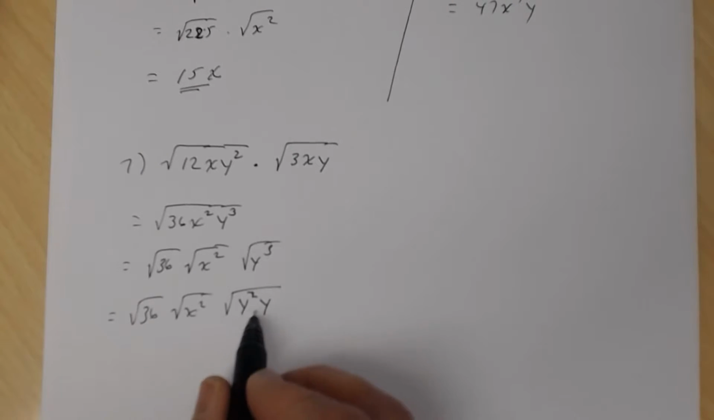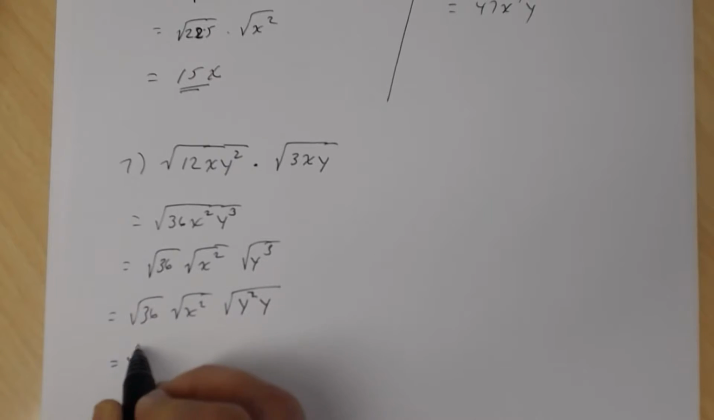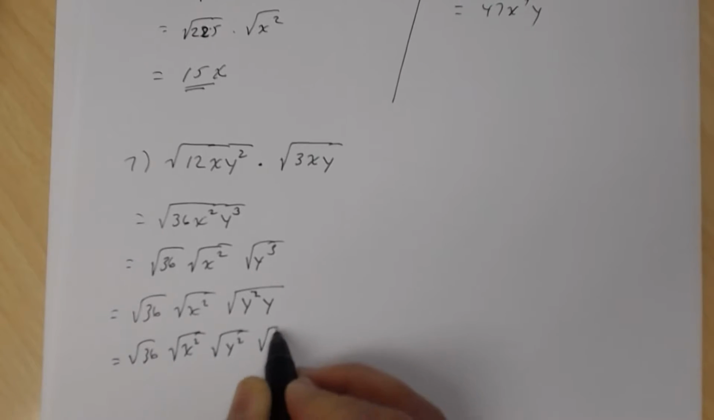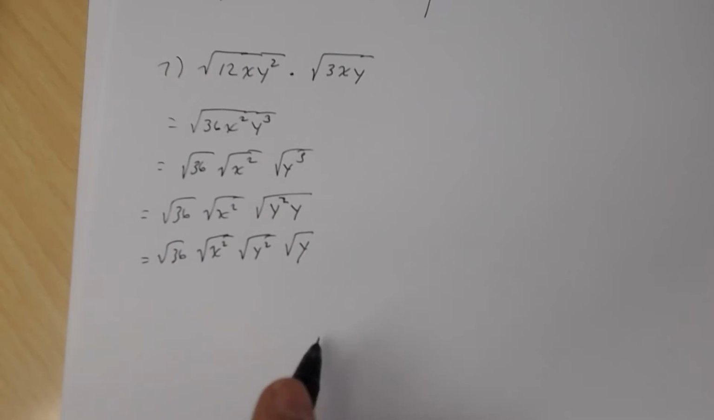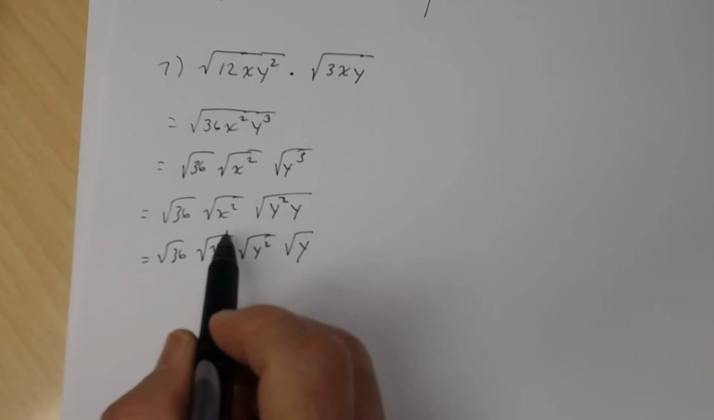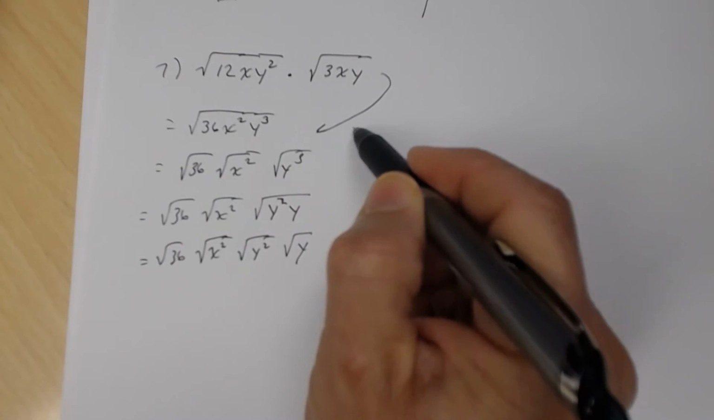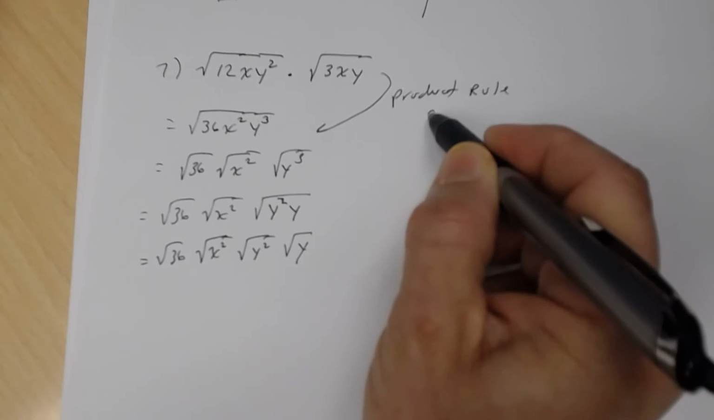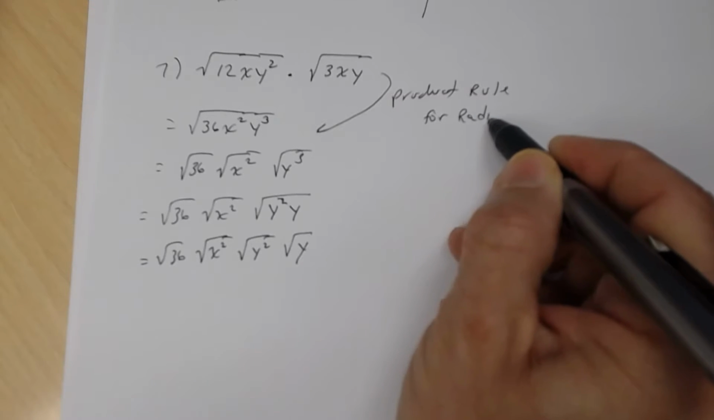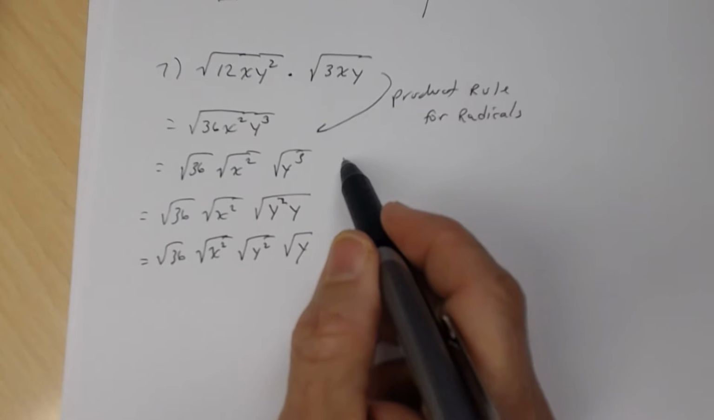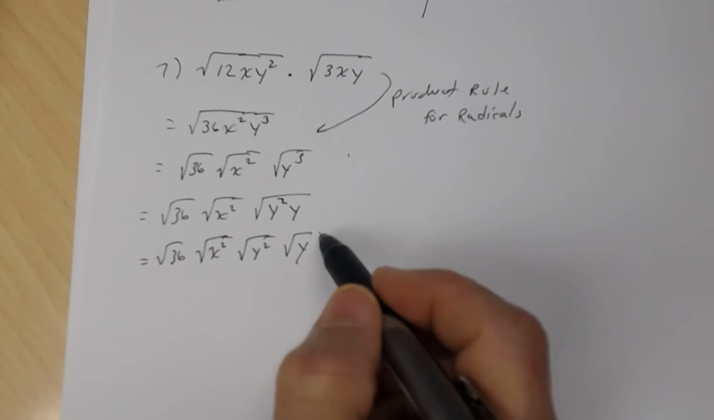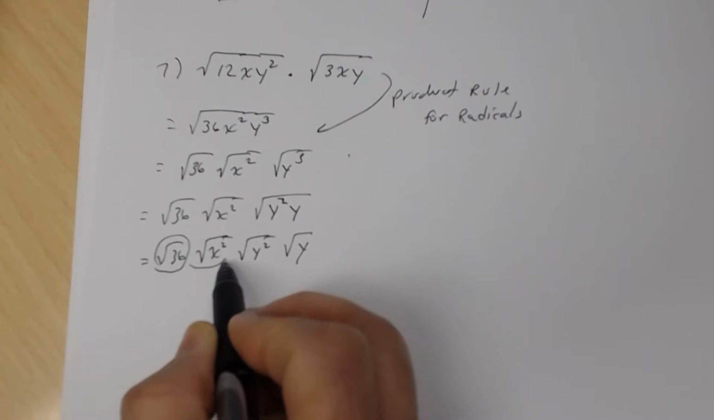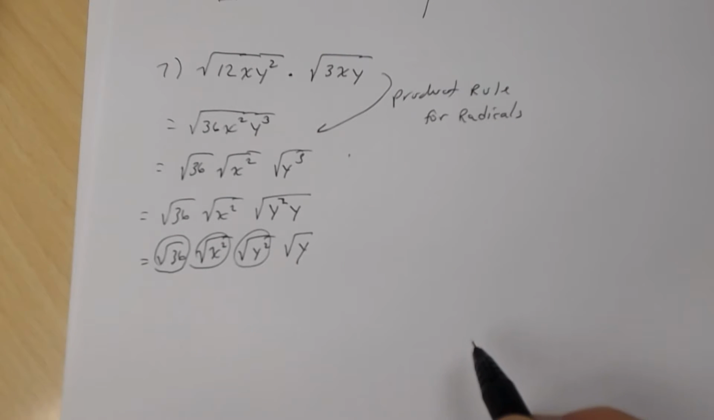Now you're going to rewrite this part just like we did here. So you're going to say square root of 36, square root of x squared, square root of y squared, square root of y. Now remember, this part is a previous lesson. The new part is this. Going from here to here we're using the product rule for radicals. And this right here is a previous lesson. This is the new lesson right here. Square root of 36. I'm circling the parts I can simplify. I can simplify all of these right here. That's all I can simplify.